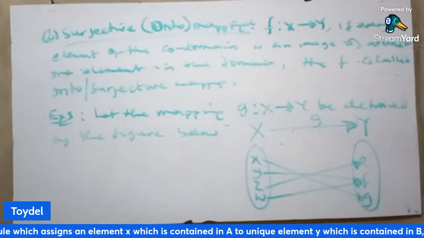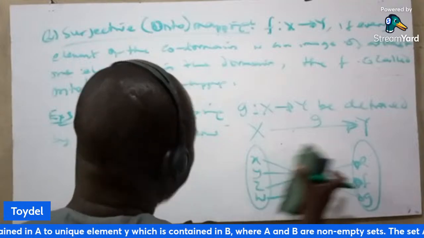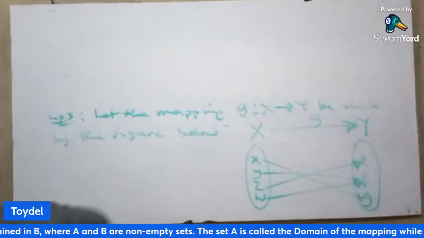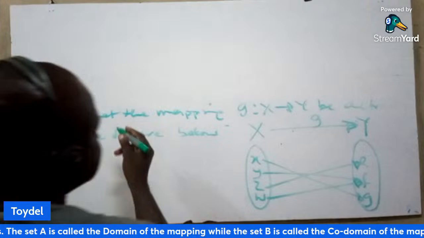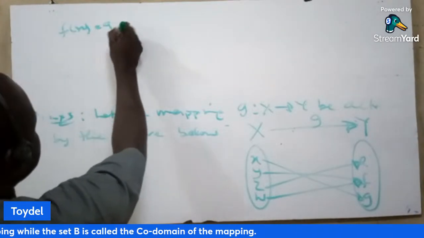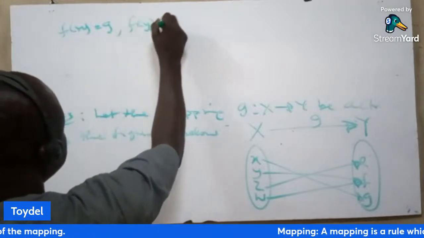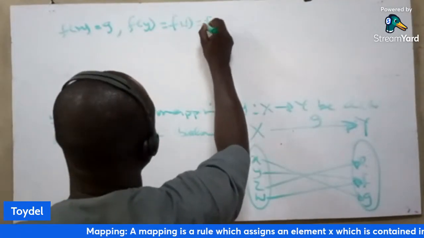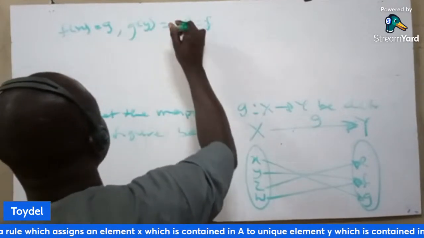You realize from here now that both elements Y and W have the same image at the codomain, which is not allowed under one-to-one. One-to-one is one element to one image. That is the condition. So in this case, the image of X is G. The image of Y is the same thing as the image of W. The relation here is G, not F. The relation is G.